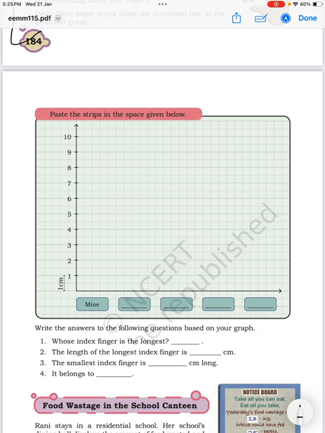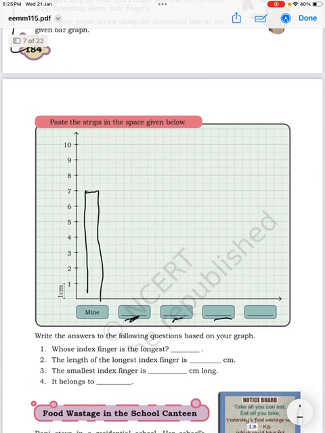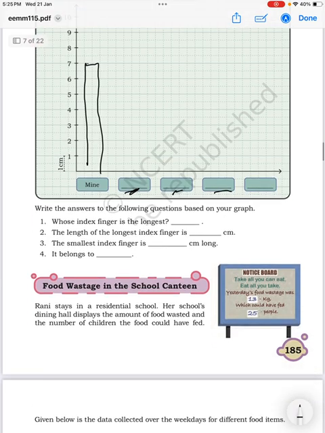For example, if your strip is 7 centimeters long, you will paste that strip here. Similarly, you will write the name of your other friends and paste their strips here. Your friend will do the same. They will ask for a strip the size of your finger, and they will paste it in their textbook. After doing this activity, there will be many strips like this.